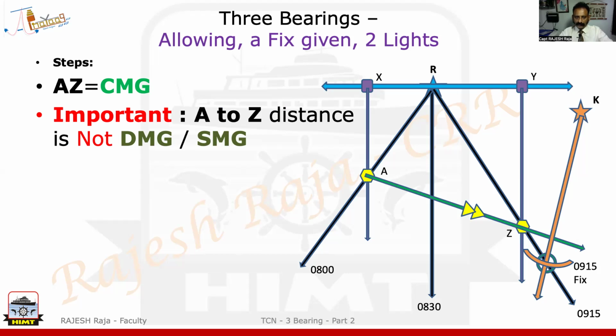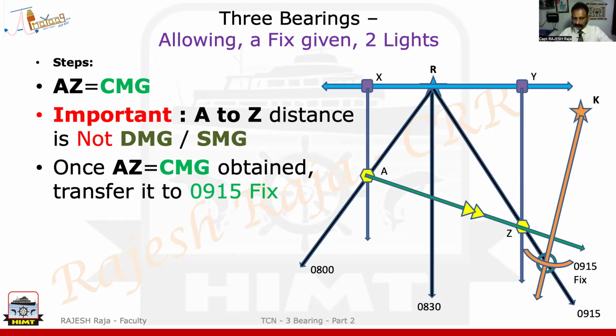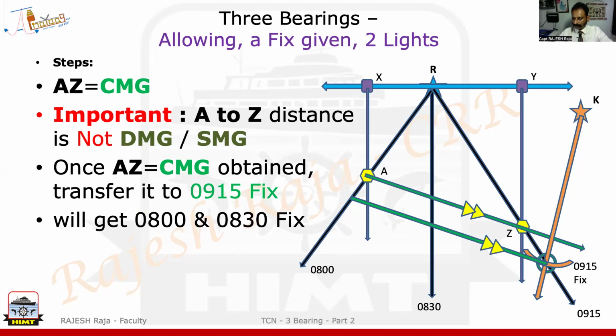Now, the moment you get CMG, there is a golden rule in your chart work that your position is always on the CMG track. So what I'm going to do is transfer that CMG to the 9 o'clock fix. Now please start exactly at the first bearing and stop at the last bearing. Why? Because now I need to do the measurements. Now you'll see wherever the CMG intersects the other bearings, that is the second bearing and the first bearing, those are evidently the two fixes at 8 o'clock and 8:30 also.